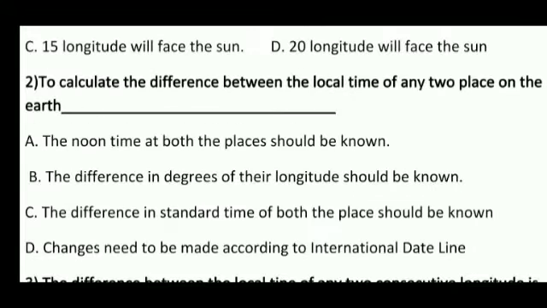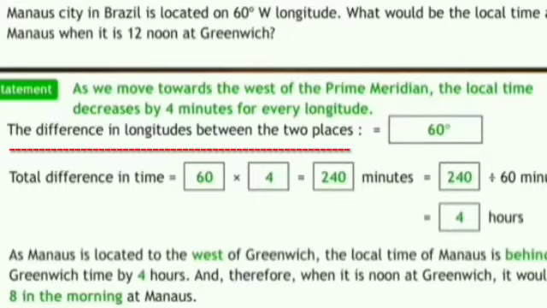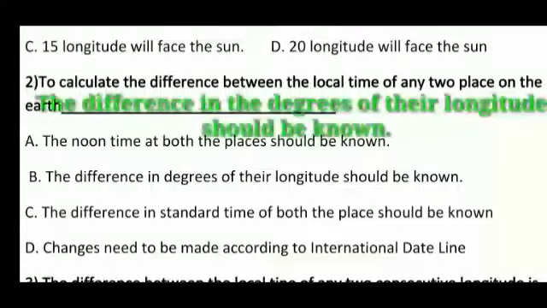Next question is, to calculate the difference between the local time of any two places on the earth, dash. See, for the calculation of local time of any two places on the earth, we need the difference in the degrees of their longitude. So, write the answer. The difference in degrees of their longitude should be known.